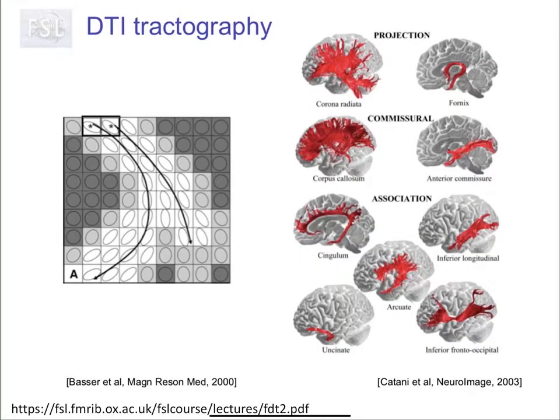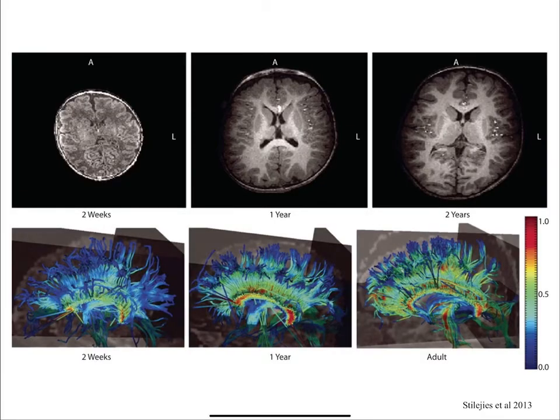And if you do things like that, then you can end up with really nice tracts here, showing using DTI to come up with 9 major fiber tract families. Here's some really nice tractography showing how the fibers develop, from 2 weeks to 1 year to adult.